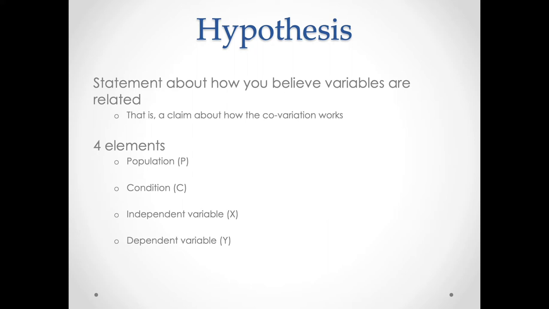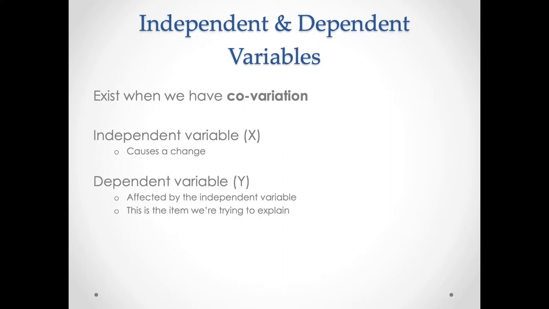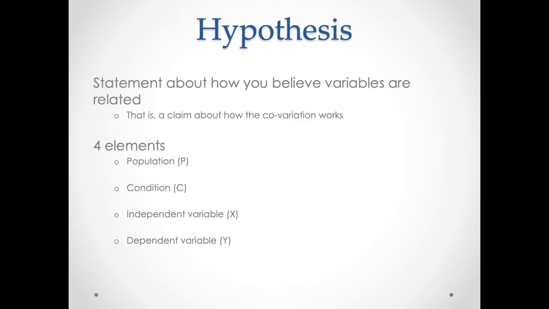And then, as we said earlier, we're interested in the independent variable and the dependent variable. And as I said to you, the independent variable is going to be the thing that causes the change. And the dependent variable is going to be the thing that is affected by the independent variable. So I want us to now talk about how we convert this general form of a hypothesis into an operational hypothesis or a study that we would actually do.